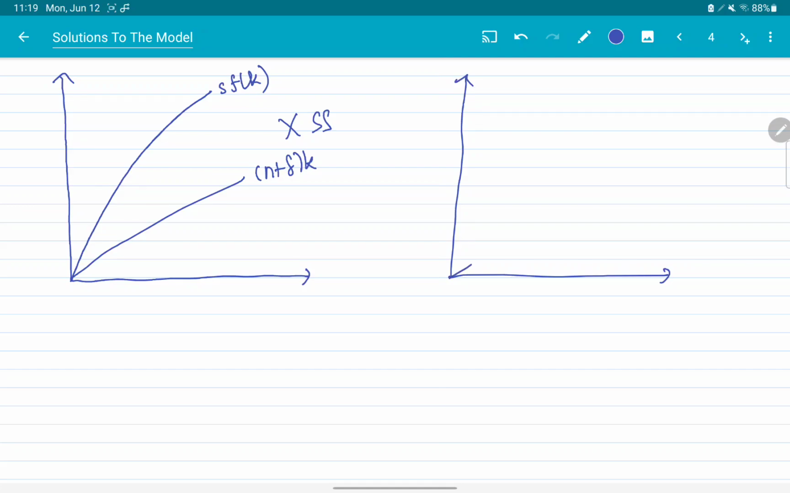Similarly, no steady state. Again, both these production functions are concave. Slope is very clearly decreasing, but you don't have a steady state in either case. Why? Inada conditions are not satisfied. So Inada not satisfied.